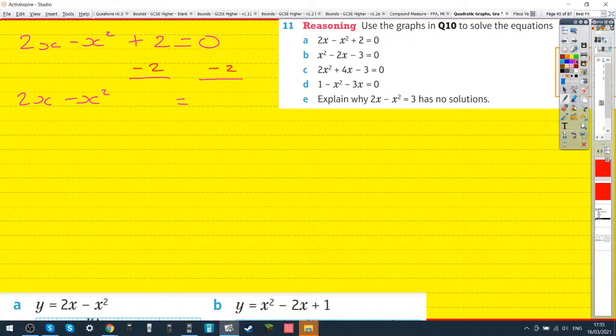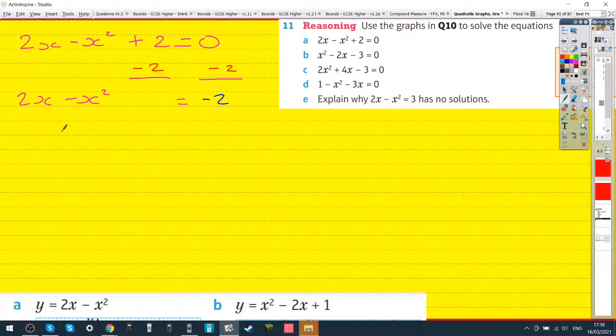And so what do you now have on the right side? On the right side, it's 0 minus 2. Minus 2.